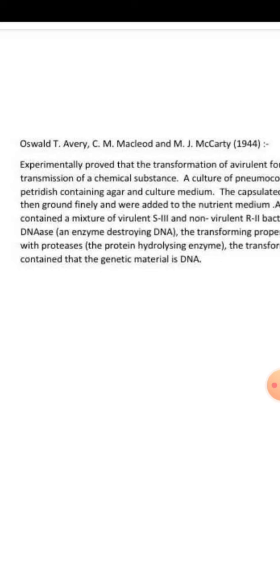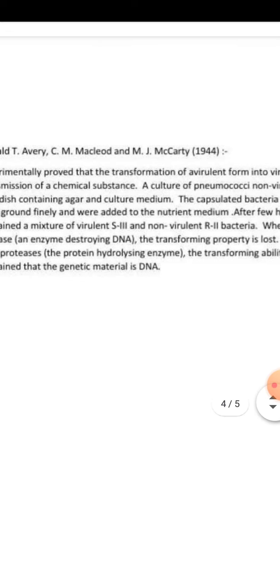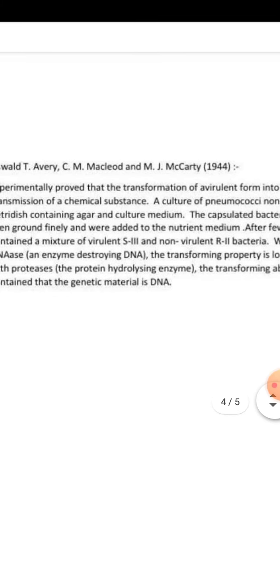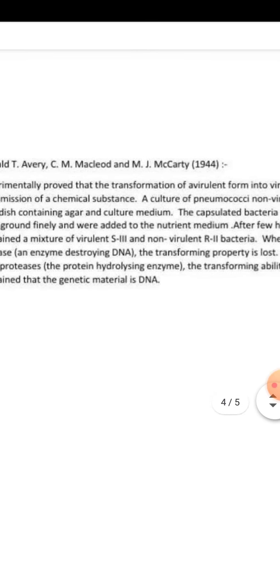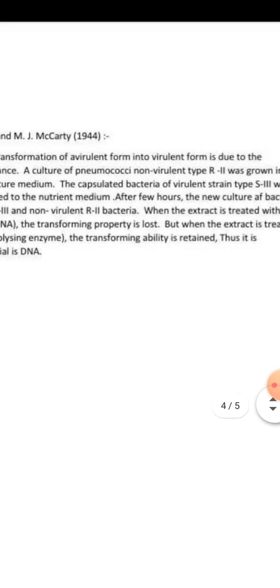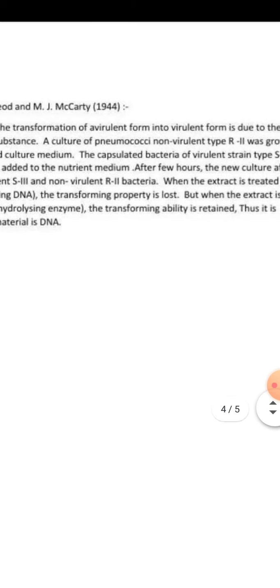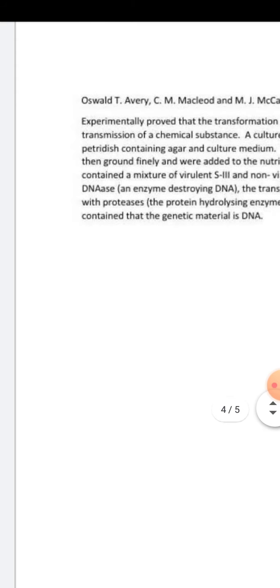So, if the transforming material is treated with DNase, an enzyme destroying the DNA, then the transforming property is completely lost. But when the extract is treated with proteases, the protein hydrolyzing enzyme, then the transforming ability is maintained or retained. Thus, it is concluded that the genetic material is DNA.